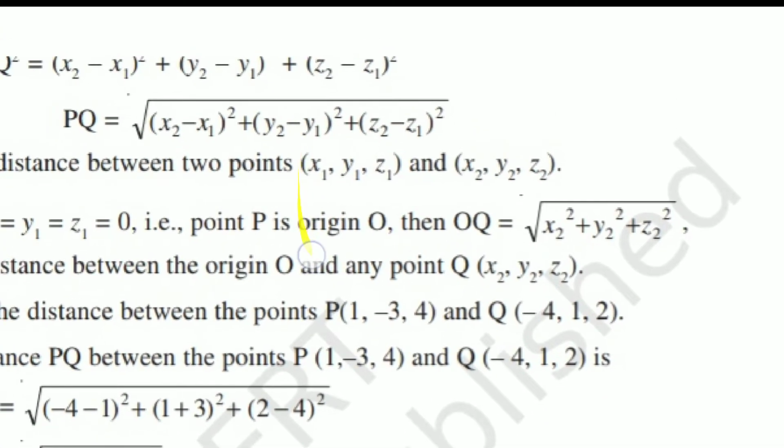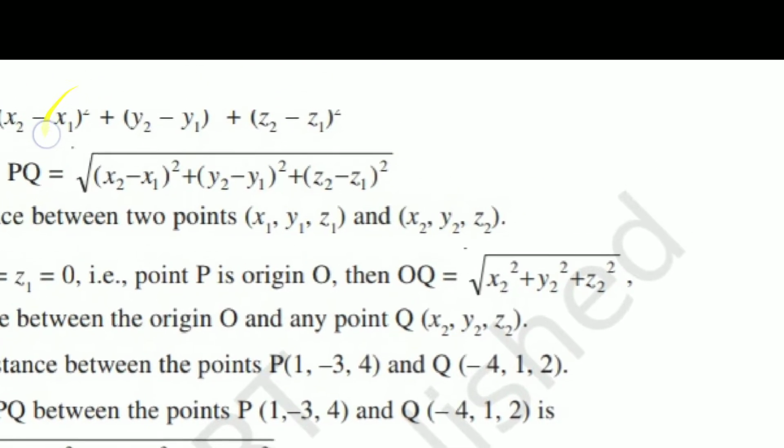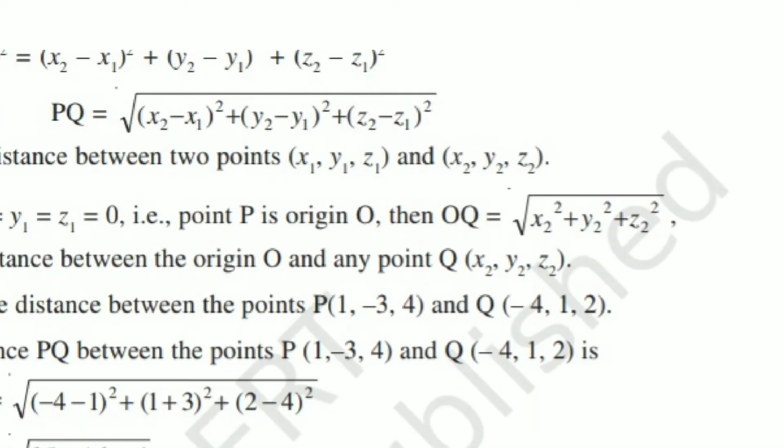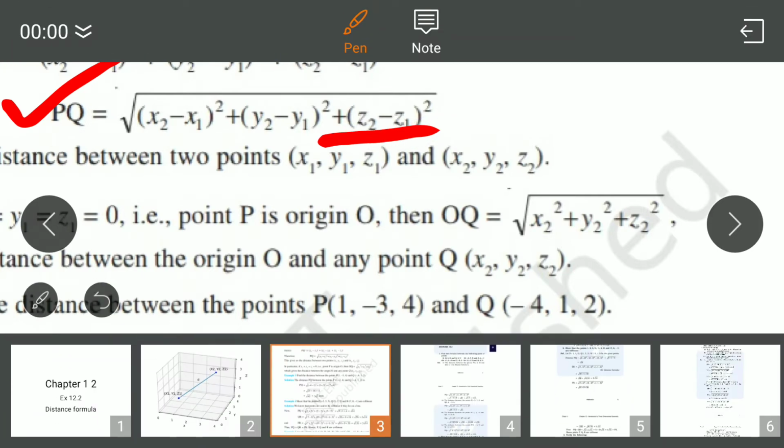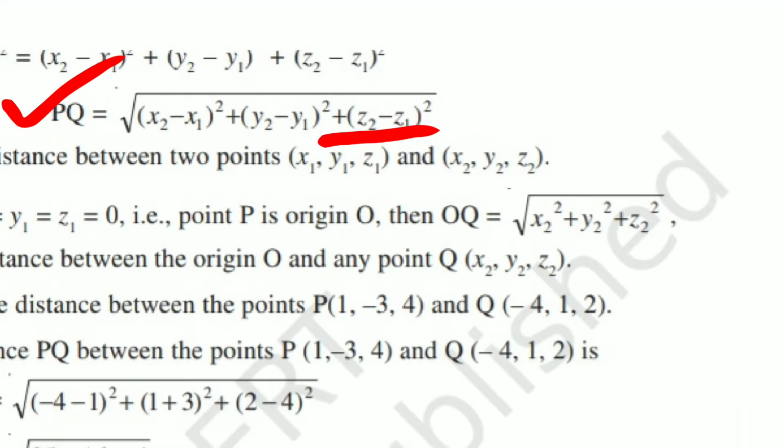At the top, you can see the distance formula is given by PQ equals root over x2 minus x1 whole thing square plus y2 minus y1 whole thing square, plus there is an extra term now, z2 minus z1 whole thing square. This is the extra term which we are having now in the new formula. So we are going to use this formula for all the sums.